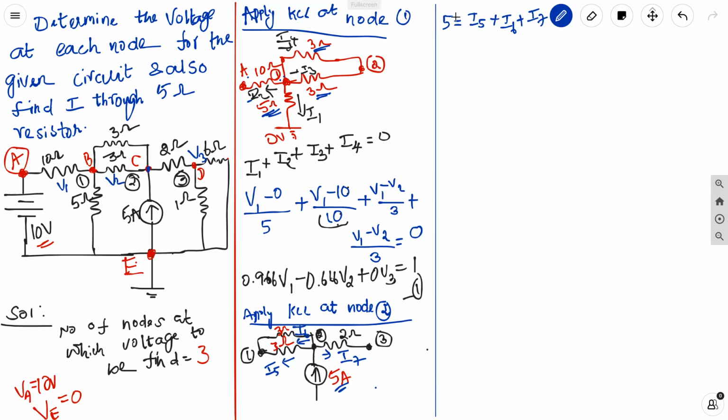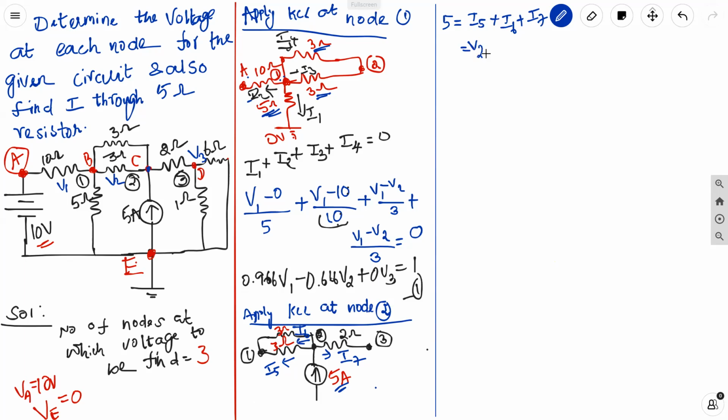Now let us figure out I5, I6, and I7. First, I5 is the current through the 3 ohm resistor connected between node 2 and node 1, and the same for I6. So the current through the 3 ohm equals the voltage at node 2 minus the voltage at node 1. Both voltages are unknown now.